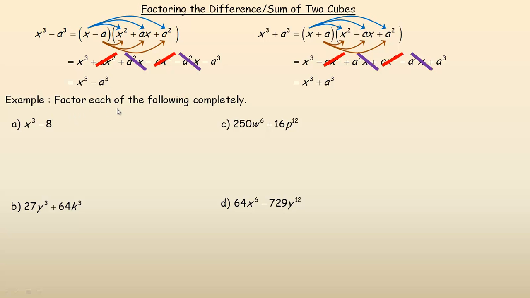In the example, we're asked to factor each of the following completely. And so in each case, I'm going to write the difference or the sum in cube form. So x cubed is a perfect cube, but 8 isn't really written as a perfect cube. It is a perfect cube, but it's 2 cubed. So I'll write the 8 as 2 to the power of 3. And so the difference of two cubes, x minus a, which in this case would be x minus 2, is going to be one factor. And the other factor is going to be, well, actually, I'll write it out first, I guess.